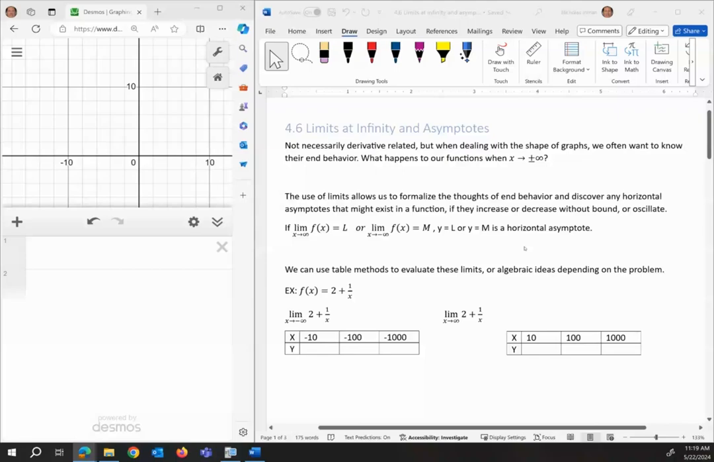All right, taking a look at chapter 4.6, limits at infinity and asymptotes. This is not necessarily derivative related. We won't be utilizing derivatives in this section, but we are dealing with limits, okay? We'll do some stuff with limits and derivatives in a little bit. That's called L'Hopital's rule, but right now we're just looking at limits.